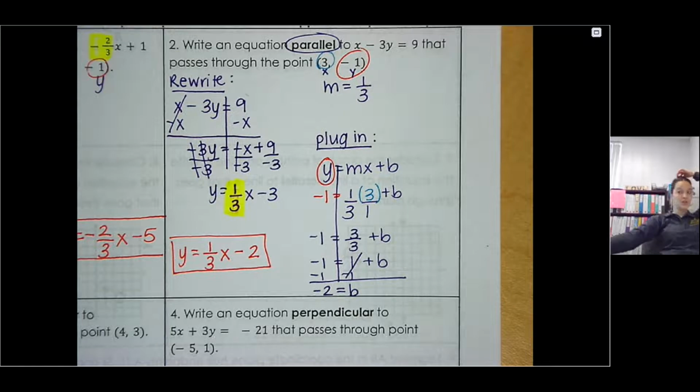All right, what other questions do we have there? Okay, take a sec. If it's not given to you in the right form, you've got to rewrite it. And then once you've rewritten it, it's algebra to plug in to solve for your new b value. If I were to graph both of these lines, they would not intersect. They'd have the same slope. They just would have different y-intercepts.